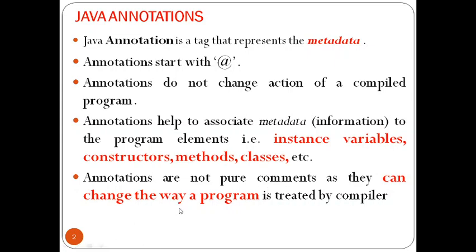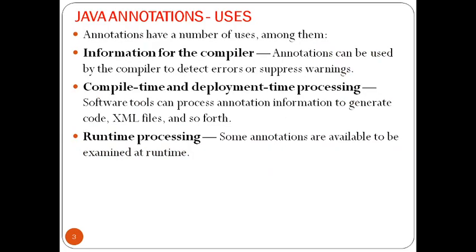They can also change the way the program is treated by a compiler. So the actions of the compiler cannot be influenced by the annotation, but how the compiler looks at a program can be changed by using Java annotations. So what are the different uses of Java annotations?